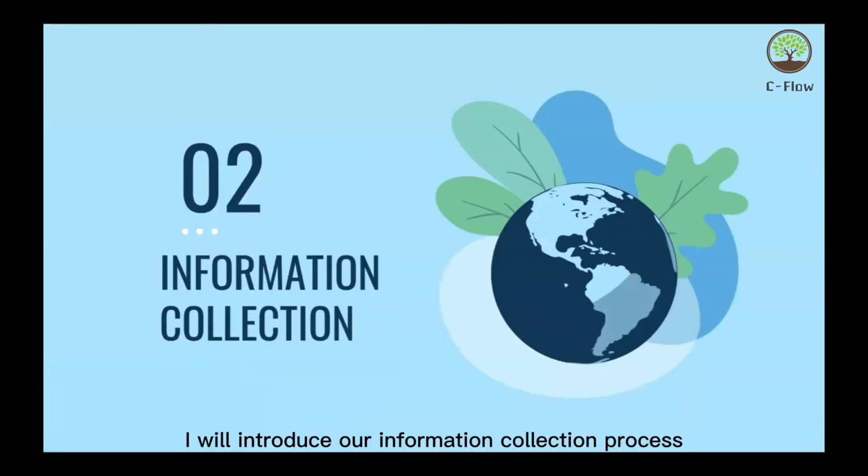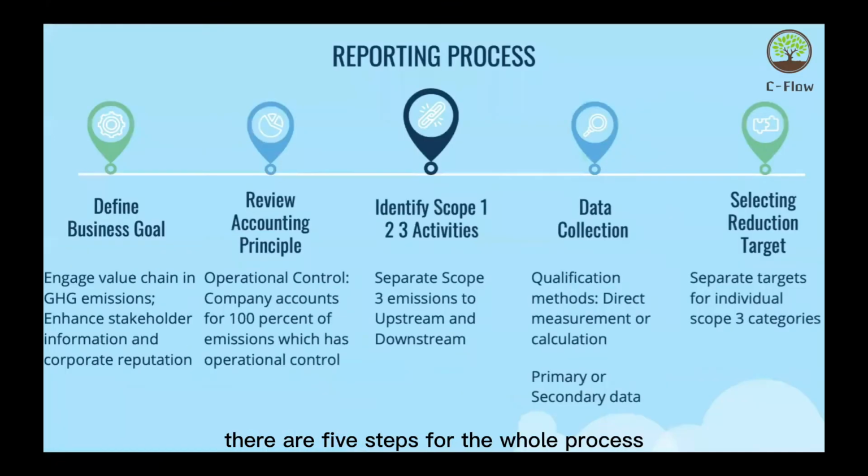First, I will introduce our information collection process. We'll do this through carbon accounting. There are 5 steps for the whole process. First, we define business goals as engaging value chain emissions, enhancing stakeholder information, and corporate reputation. We set the accounting principle as operational control, which means the company accounts for 100% of emissions over which it has operational control. Also, we'll keep track of scope 1, 2, and 3 emissions separately. For scope 3, we'll even separate it into upstream and downstream emissions.